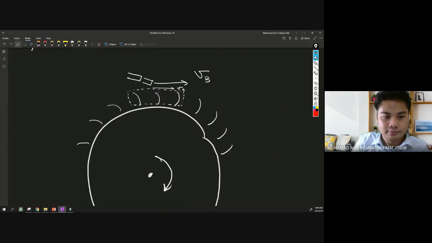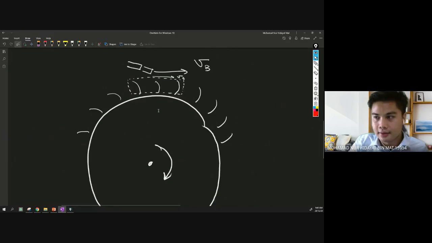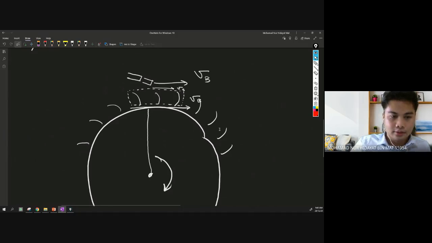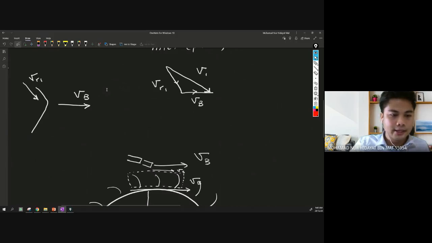Okay. So now you guys manage to see how the real phenomena looks. We have the rotor, we have the vane. So this is VB. VB is always tangential to the circle. Okay. Do you have any more questions?